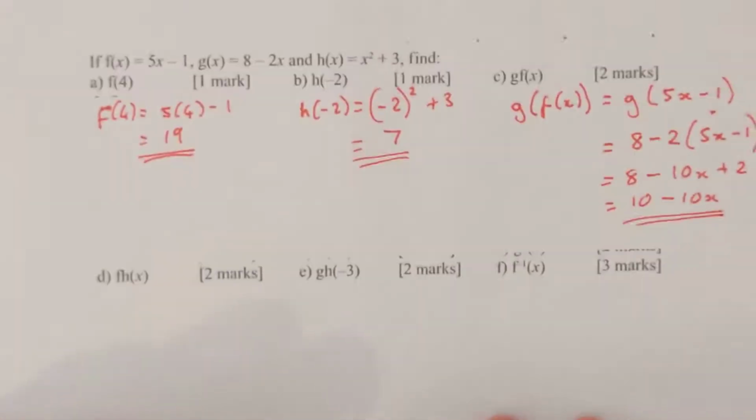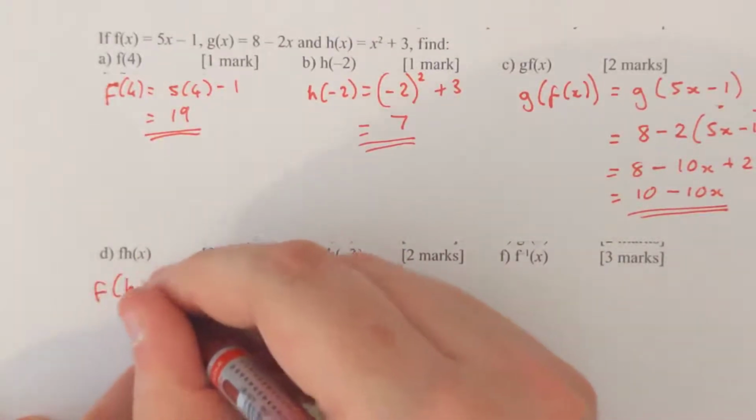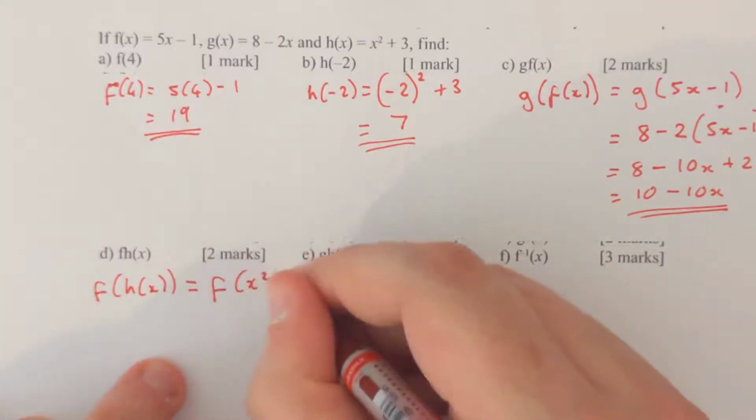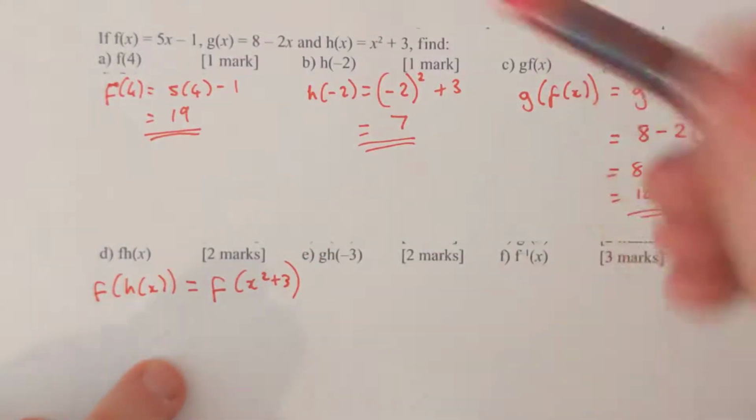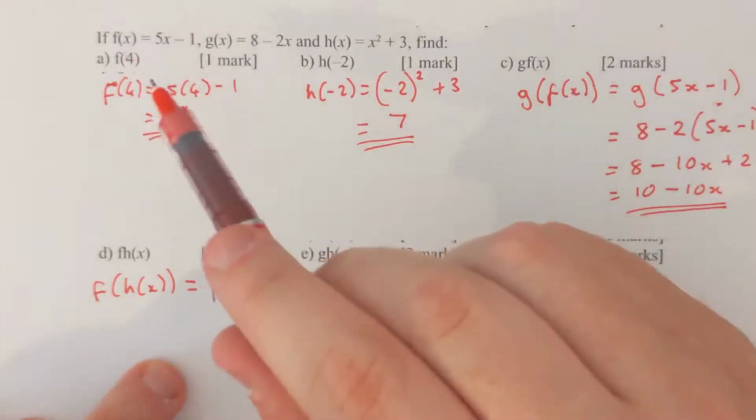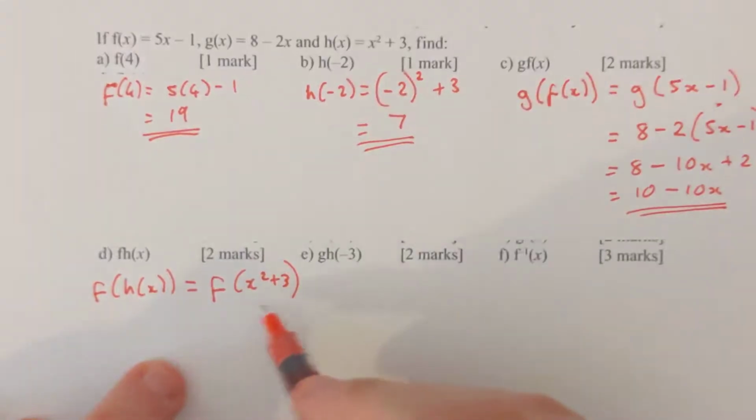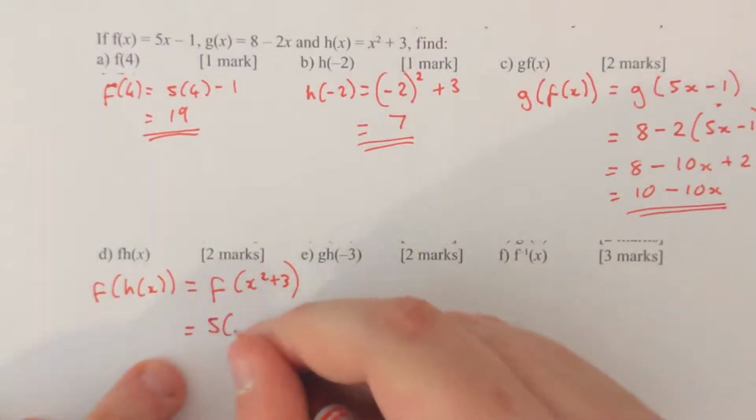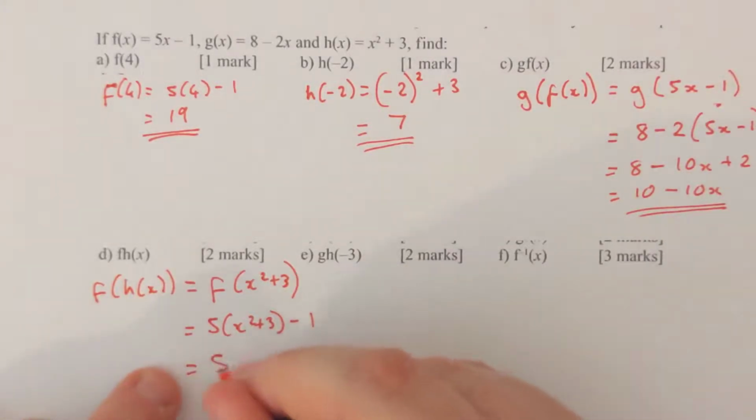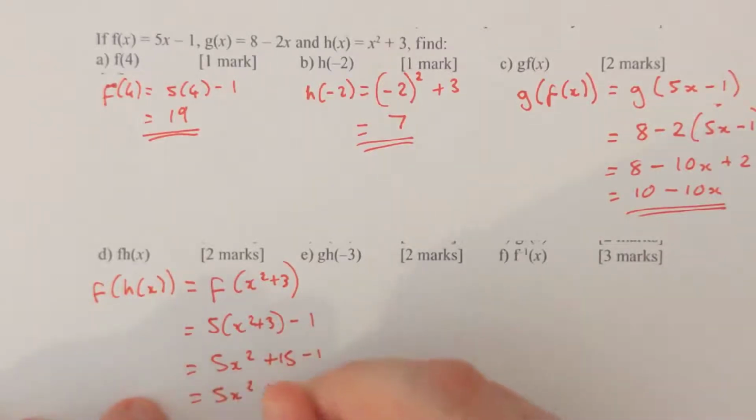My next example, let's see if we can fit it in, is f of h of x. Same principle, so that's f of h of x. Always do h of x first, so that would be f of x squared plus 3. And then once again, I'm going to replace each of the x's in f of x with x squared plus 3, because f of x is basically saying, if you put x in, you multiply it by 5 and then subtract 1. So if I put x squared plus 3 in, I multiply it by 5 and then subtract 1. Simplifying, that gives me 5x squared plus 15, subtract 1, 5x squared plus 14.